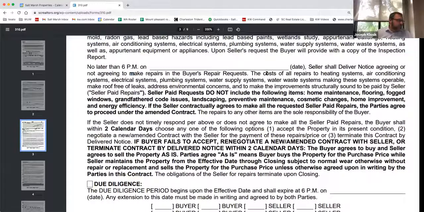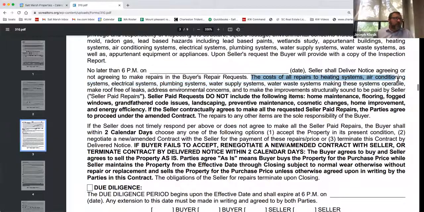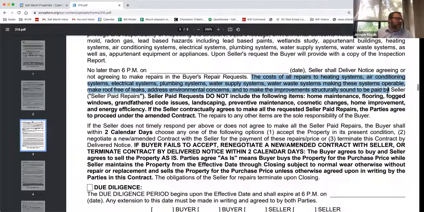However, it says right here, seller shall deliver notice of agreeing or not agreeing to make repairs in the buyer's repair request. Now, the buyer's repair request can include all repairs, anything. It could have repairs that aren't part of the paragraph. That's where this gets said. The cost of all repairs to heating, air conditioning, electrical systems, wastewater systems, making them operable, free of leaks.